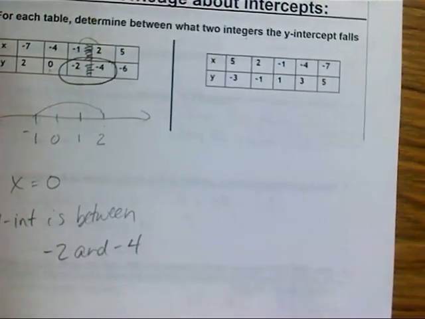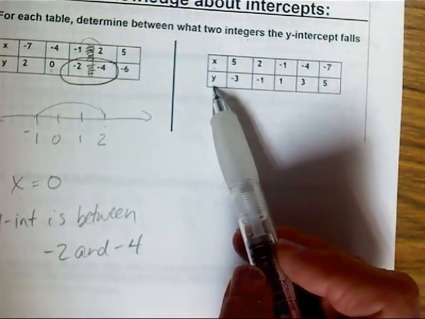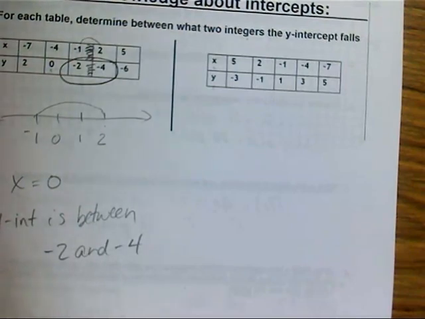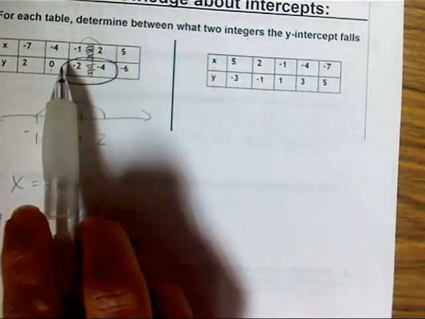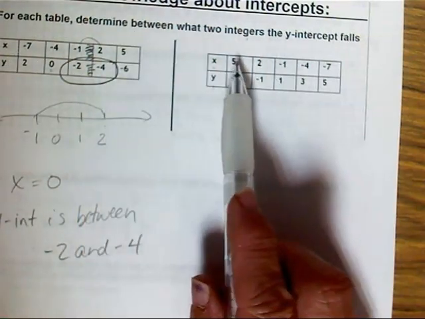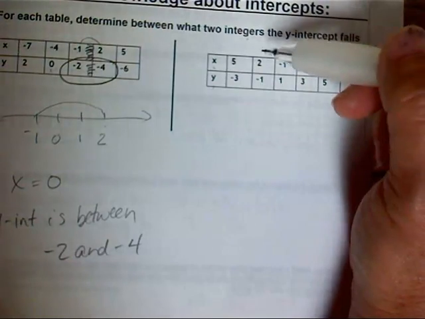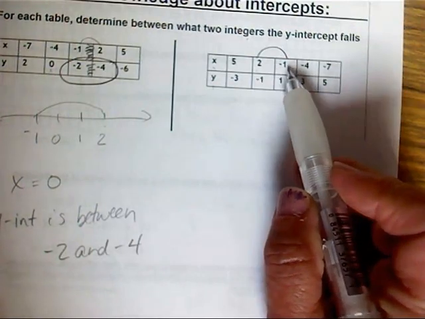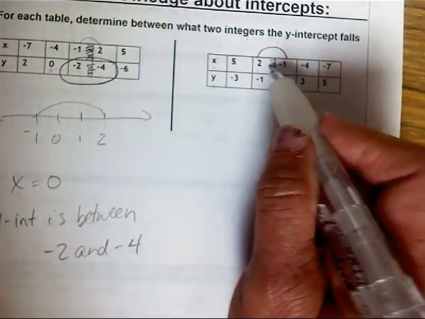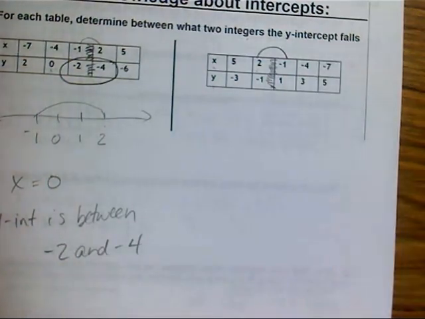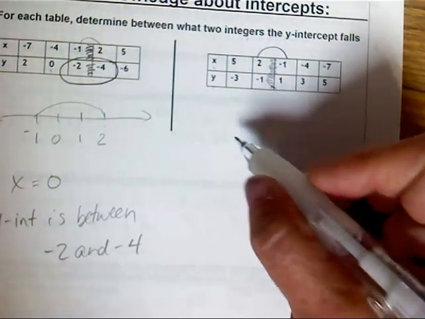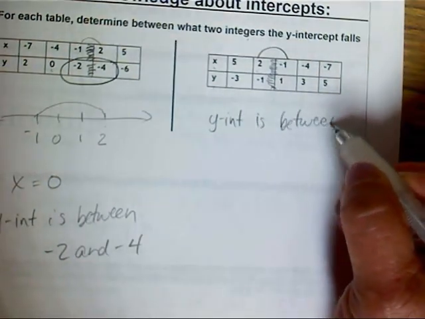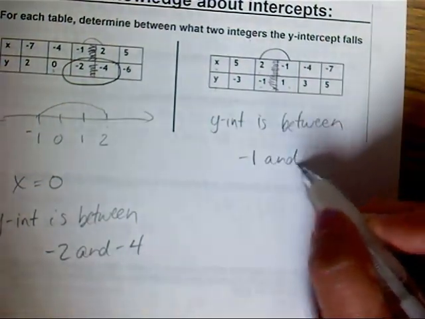All right, one more. Can you look at this table of values and first of all tell where the x crosses over the 0? And this one is opposite from the first one. This went from negatives to positives. This is going positives to negative, but it's still changed signs between here and here. It went from a positive to a negative, so I know that the 0 is between here. So between which 2 integers does the y-intercept fall? The y-intercept is between these 2 numbers, -1 and +1.